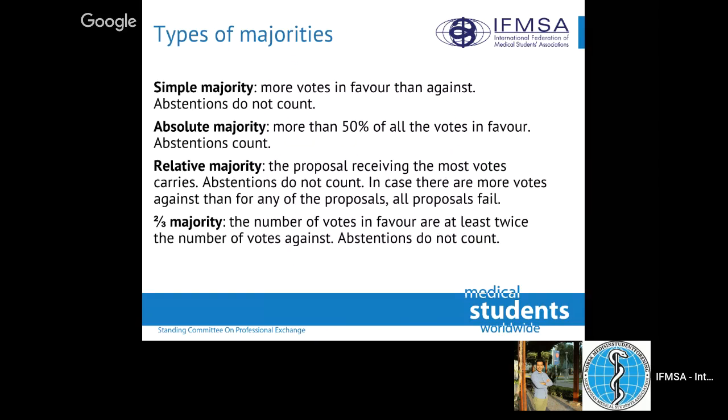Two-thirds majority is a particular kind of majority. It's also called a supermajority, because it's a majority where the number of votes in favor is at least twice the number of votes against, and abstentions do not count in this case.